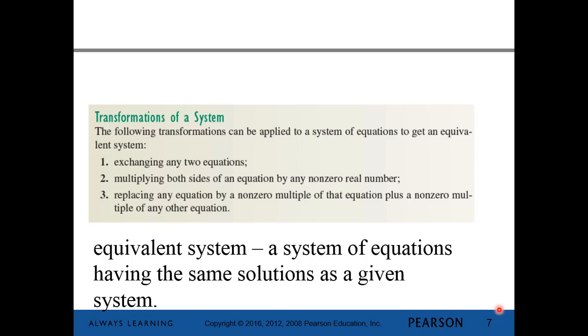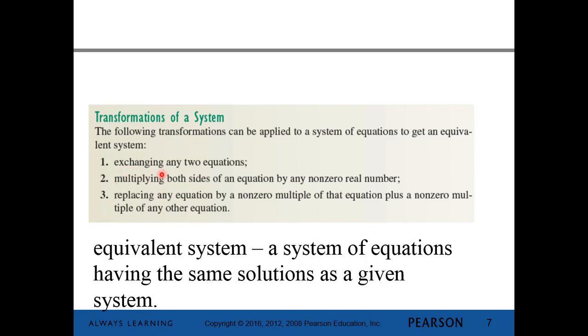What we want to do is take a system of equations that looks complicated and transform it into an equivalent system that is much simpler and easier to solve. When we look at these three operations, these three transformations, all three are transformations that we can do to a system that will not change the solution set of the system. So what are those transformations?